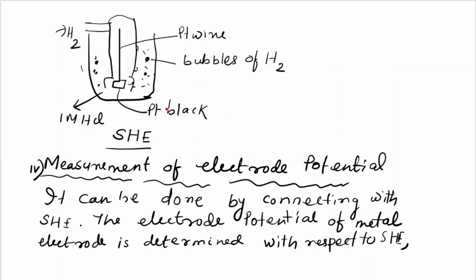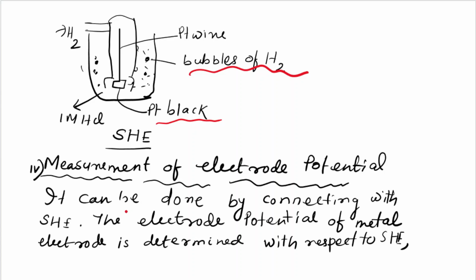Now this is the diagram where you can see hydrogen gas is passed here, and this is a platinum wire. I told you, platinum black is on the lower side, and there is 1 M HCl, and hydrogen gas is bubbled. Platinum black is very important, this is platinum black, and it is a platinum wire that is welded. This is called S.H.E., the standard hydrogen electrode, for measurement of electrode potential. I told you it acts as a cathode and also as an anode where it is required.